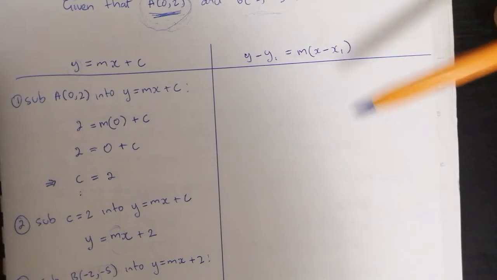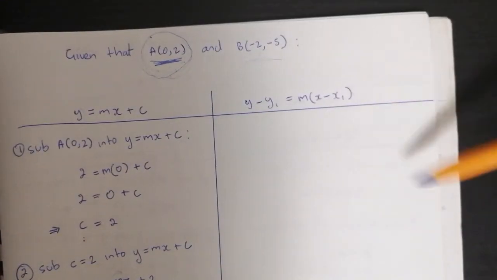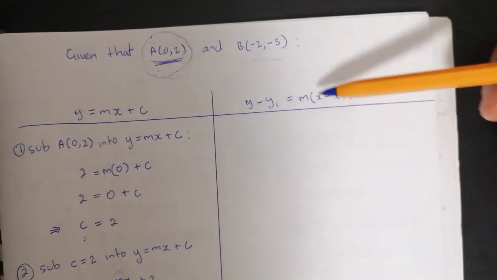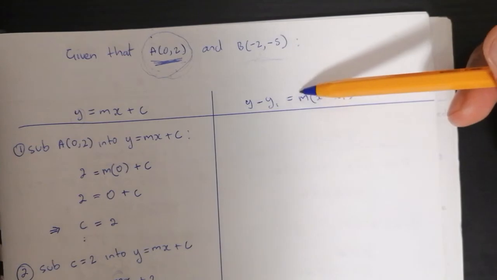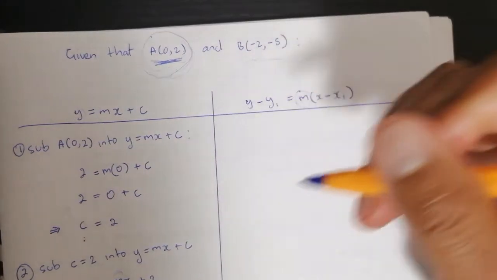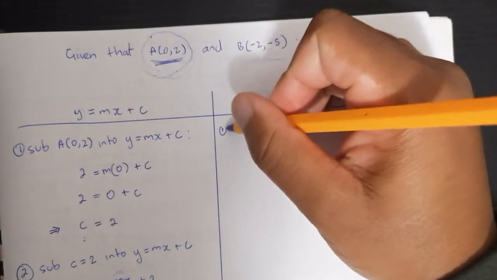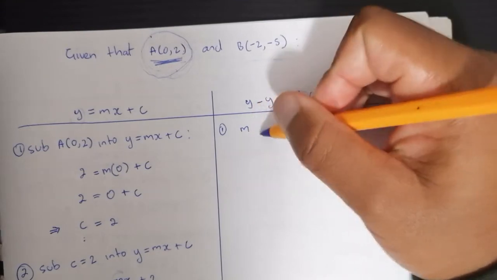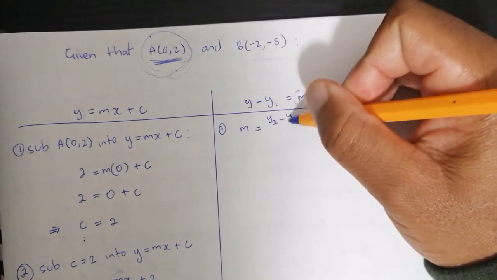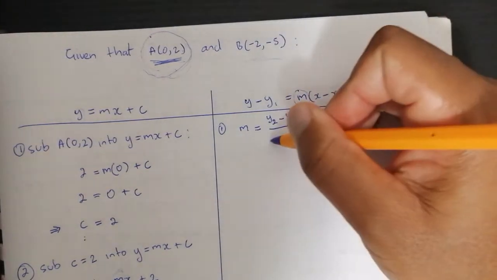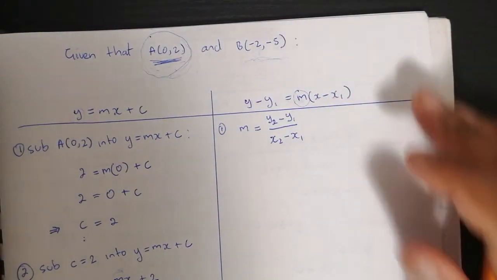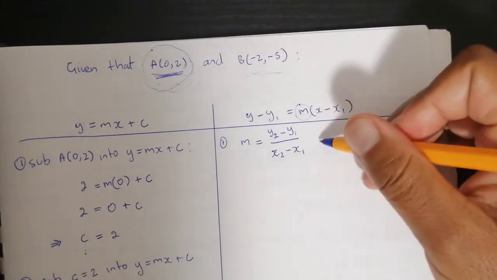Now, we're going to use the second formula to find the equation. So firstly, for us to use this formula, we have to find the value of m. Then to find the value of m, number one, we're going to use the formula m equals y2 minus y1 over x2 minus x1, right?